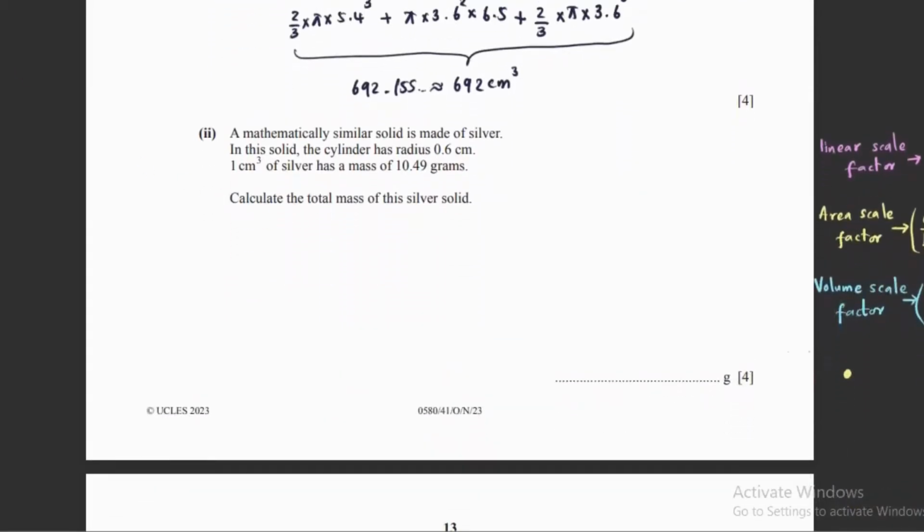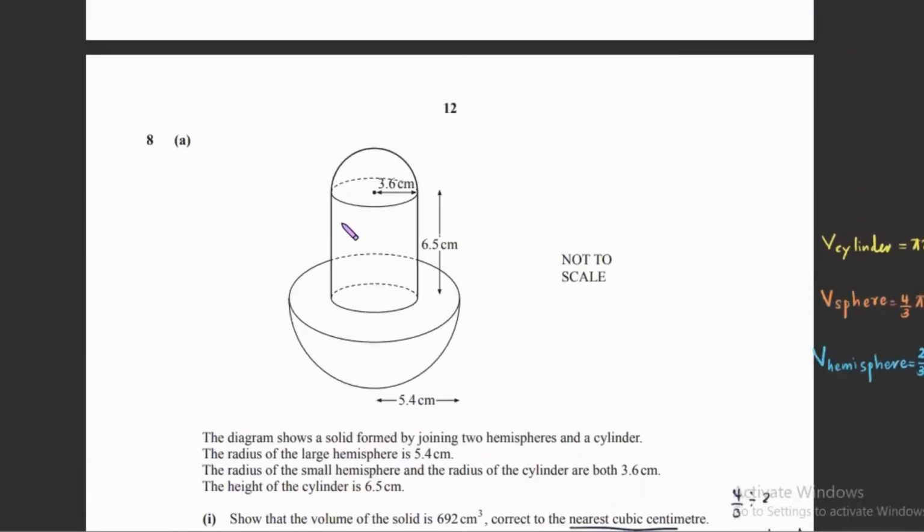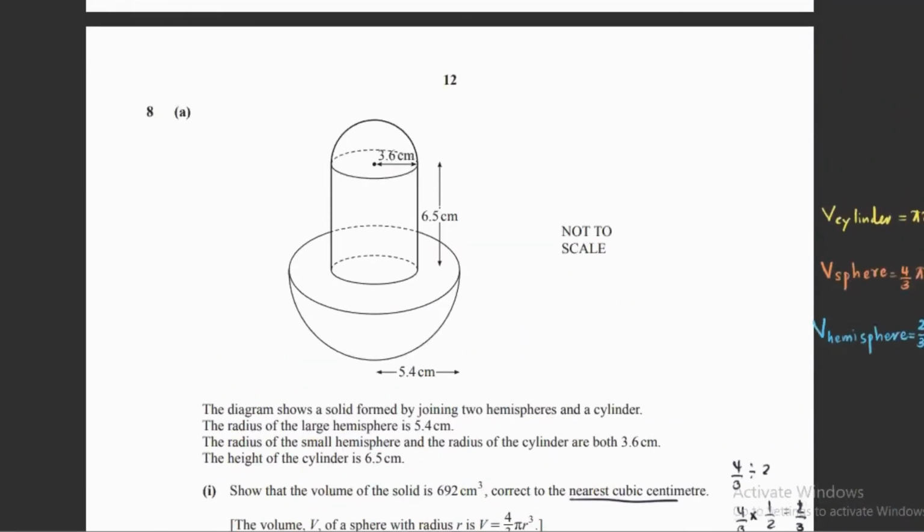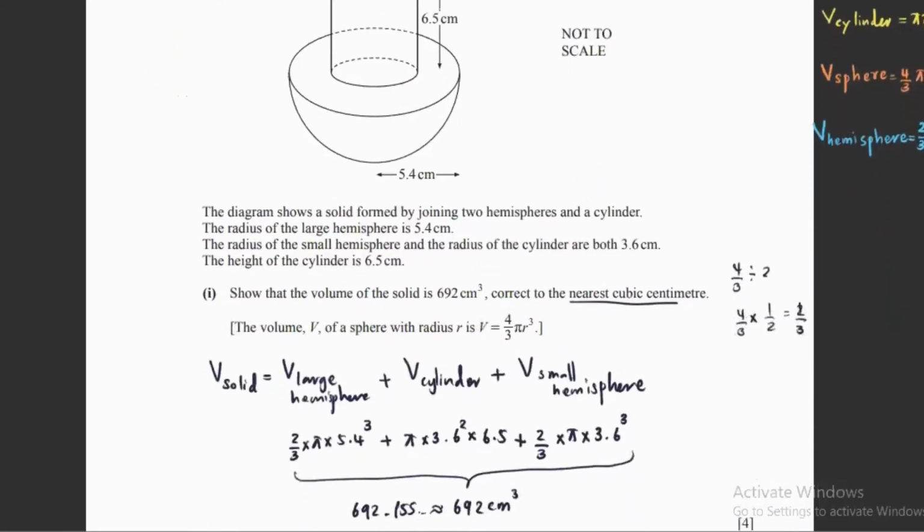In this question, given, a mathematically similar solid is made of silver. So the structure will be a smaller version of this or a larger version of this. That's what they're trying to say by this term, mathematically similar. Now, in this case, the radius of the cylinder is going to be 0.6. So previously, the radius was given to us as 3.6. Now, the radius of this cylinder will become 0.6.